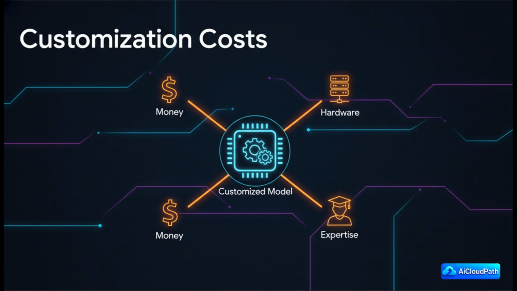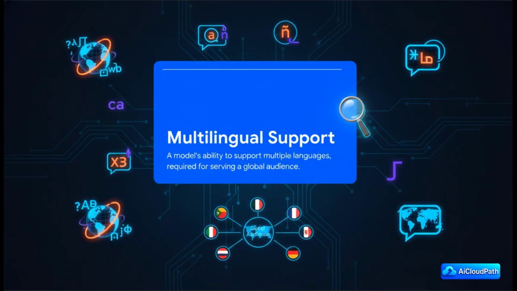But of course, there's a catch. This kind of power doesn't come for free. Customization can be expensive, needing a serious investment in money, high-powered hardware, and people who know what they're doing. And you've got to be careful, too. If you train a model to be too specialized in one thing, it can sometimes forget how to do other things well.